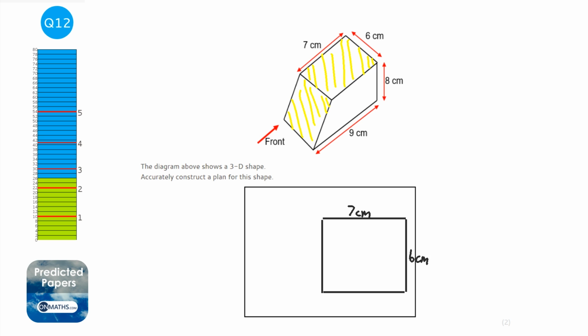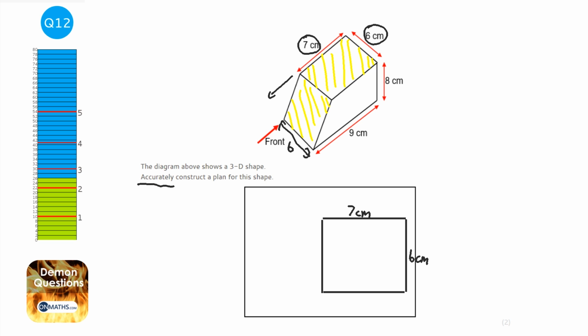And in your exam, just make sure you actually measure them, because they are said to you in here, and it does say accurately construct. So you want to make sure that it's done 7 centimetres and 6 centimetres. Now, the difficulty is going to be the last bit. Well, we know it's going to be 6 across, because it's the same as this one here. But what's the width going to be? What's this one going to be here?